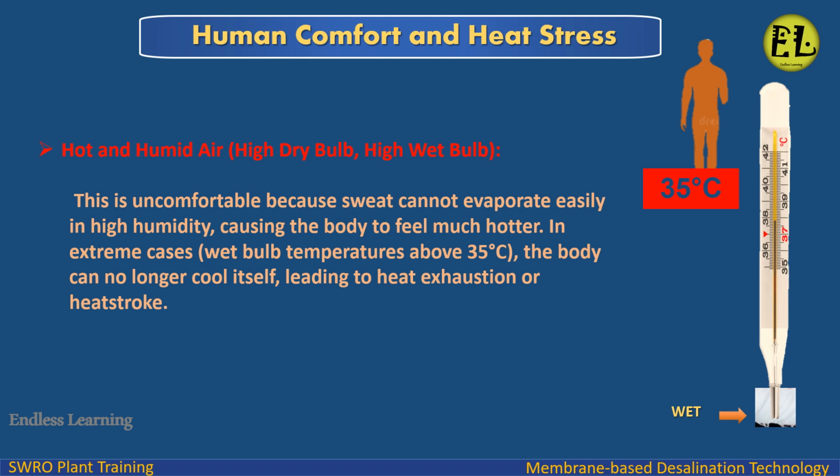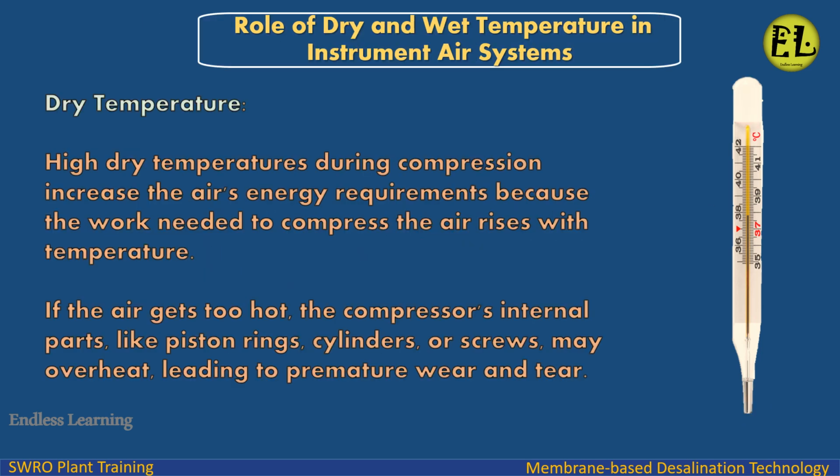Hot and humid air, high dry bulb, high wet bulb. This is uncomfortable because sweat cannot evaporate easily in high humidity, causing the body to feel much hotter. In extreme cases, with wet bulb temperatures above 35 degrees Celsius, the body can no longer cool itself, leading to heat exhaustion or heat stroke.